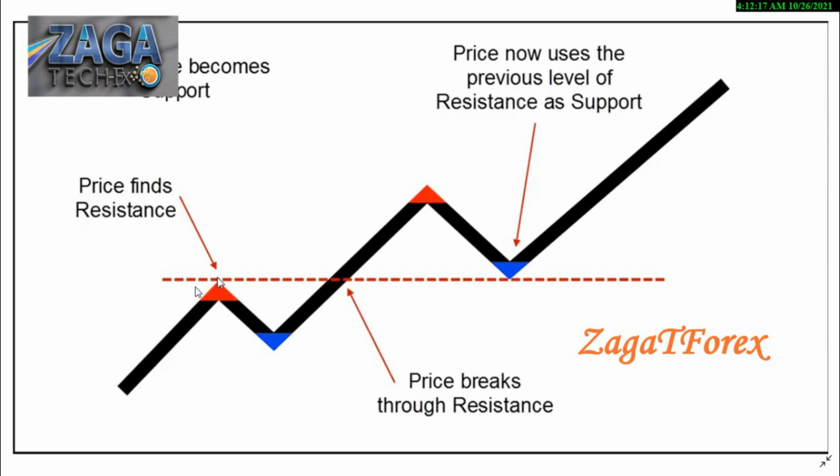So what was resistance can stay as resistance. What was support can stay as support. But also, what was resistance can turn into support, and what was support can turn into resistance. All right, I think I've talked a fair bit about the support area and resistance area.